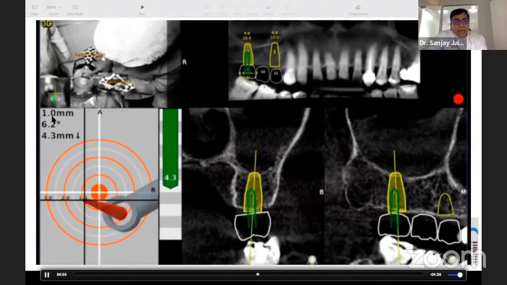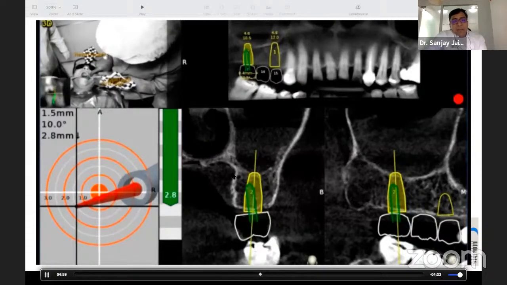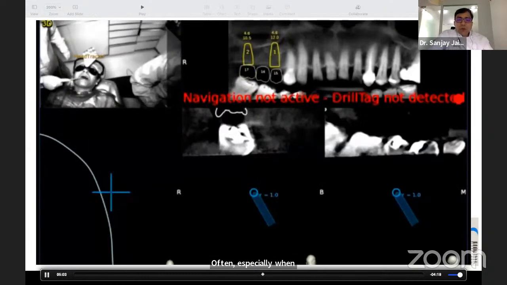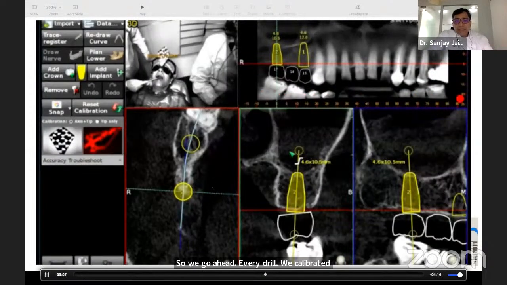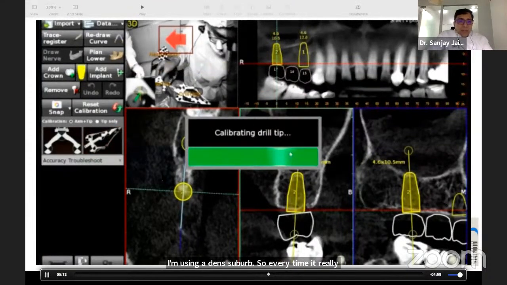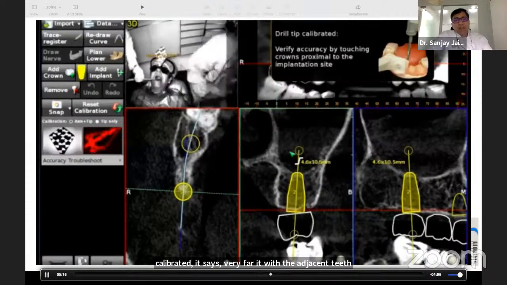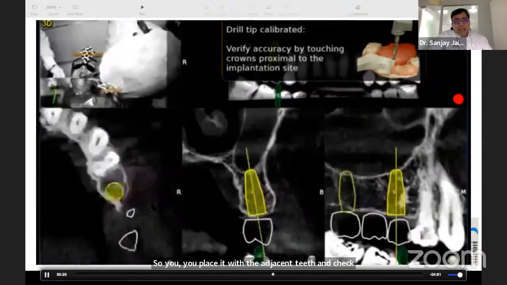Look at my angulation error. It's less than 10 degrees. Most often, especially when I'm placing the implant in, it's going to be even less. So we go ahead. Every drill we calibrate it. Here I'm using a Densa burr. So every time a drill is calibrated, it says verify it with the adjacent teeth. So you place it with the adjacent teeth and check if it's correct. So I'm keeping it in the fossa of the premolar. Perfect. I can see that.